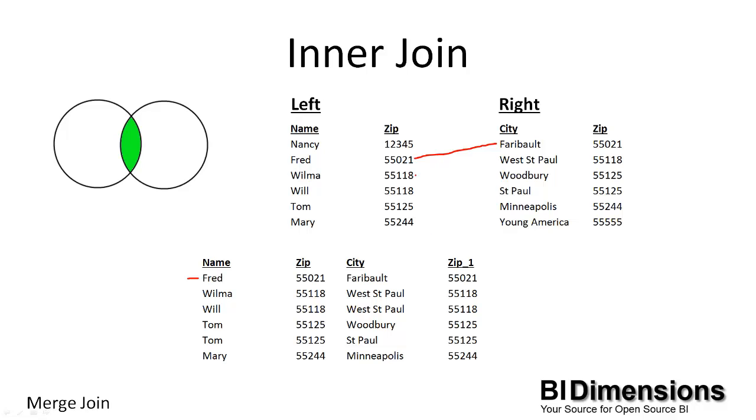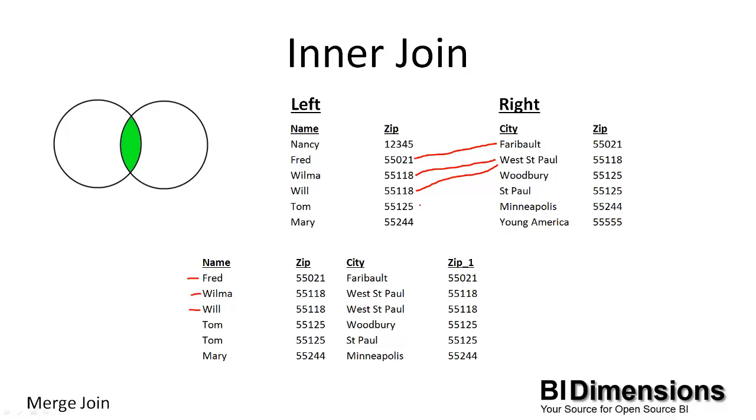Now, let's look at the zip code 55118. You'll notice here we have 55118 where for Wilma, that's associated with West St. Paul, 55118. You can see that right here. But we also have Will with a zip code of 55118, pardon me, that is also associated with West St. Paul, and that shows up down here. So both of those tie together to West St. Paul.